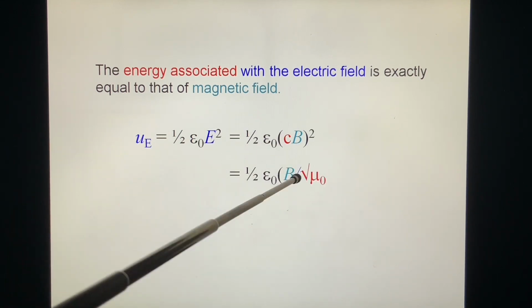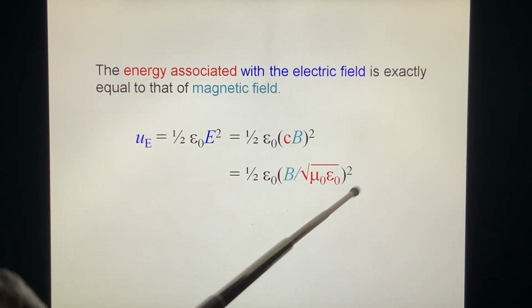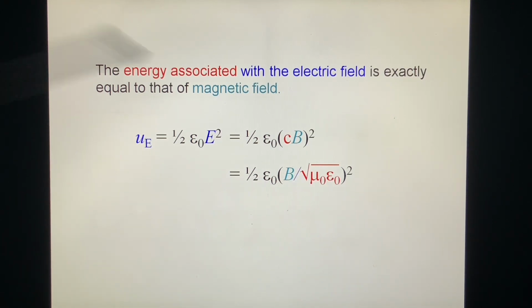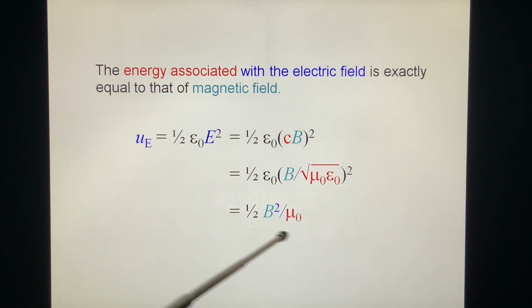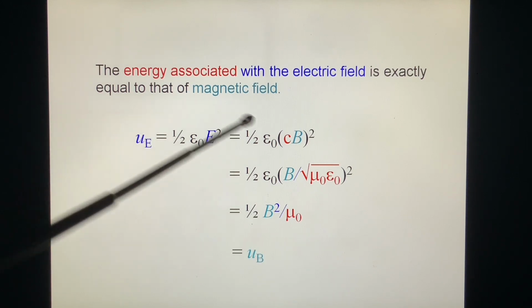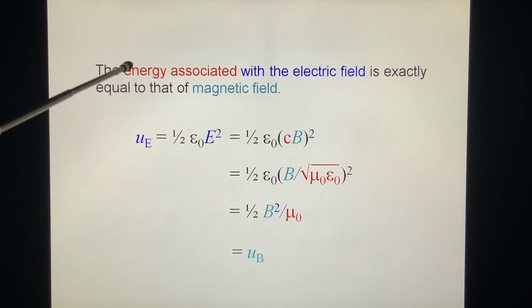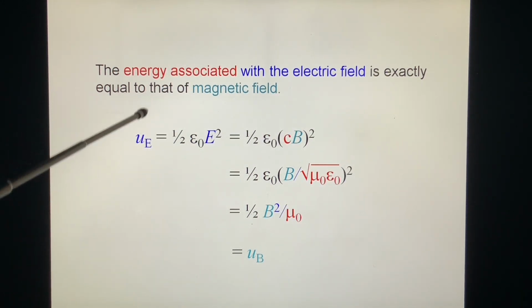And we see the c, c is 1 over the square root of mu 0 epsilon 0. Then when we square this, the epsilon 0 cancels out, and you get half B squared over mu 0. And what is this? This is the magnetic energy per unit volume. So we see that the energy associated with the electric field is exactly equal to that of the magnetic field. They are equal.